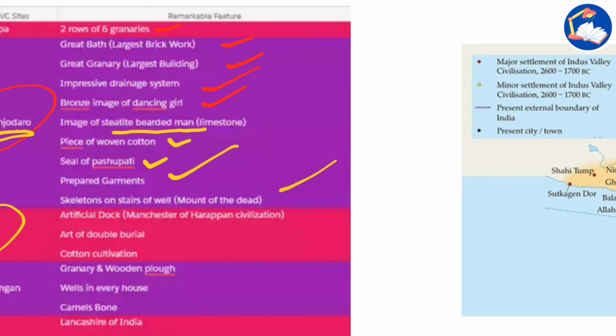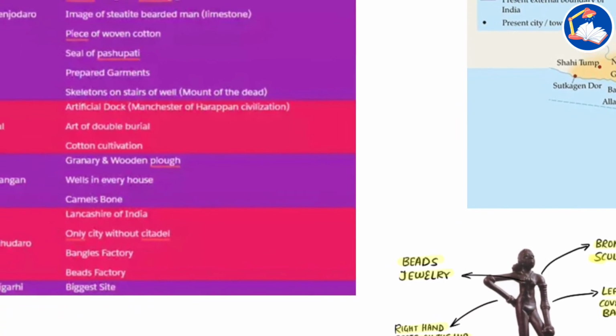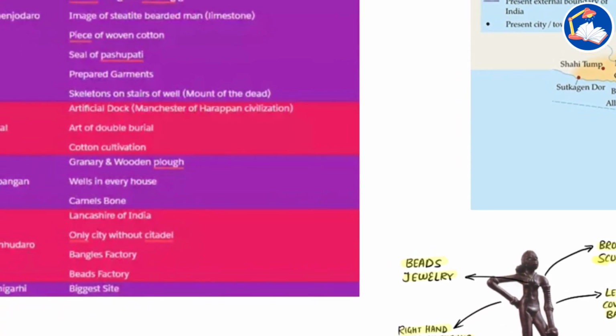Now we come to Lothal. That is an artificial dock. It's a port. The art of double burial was there. Cotton cultivation was there, mainly in Gujarat. Now we come to Kalibangan. Granary and a wooden plow were there in Kalibangan. Wells in every house, and camel bone was found there.